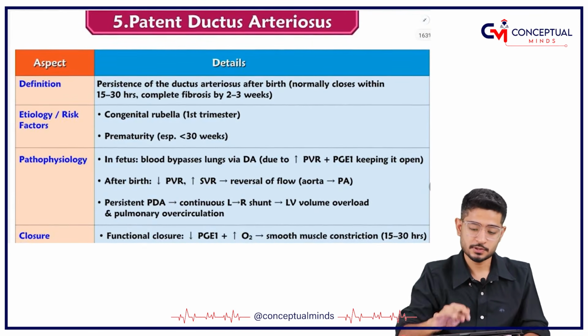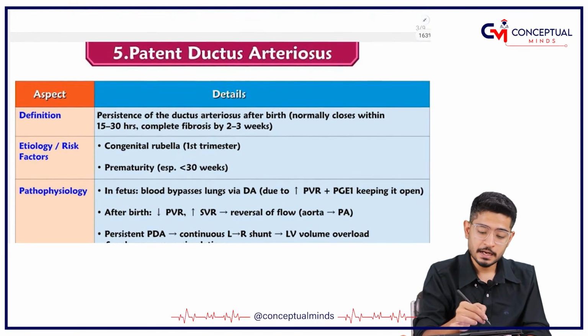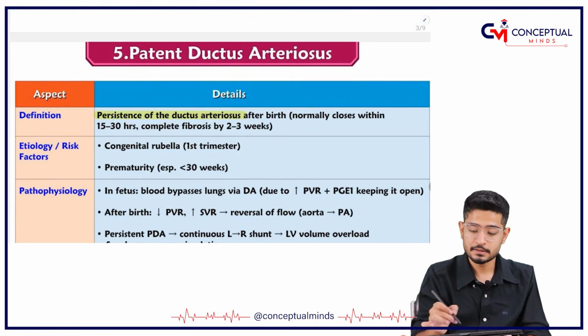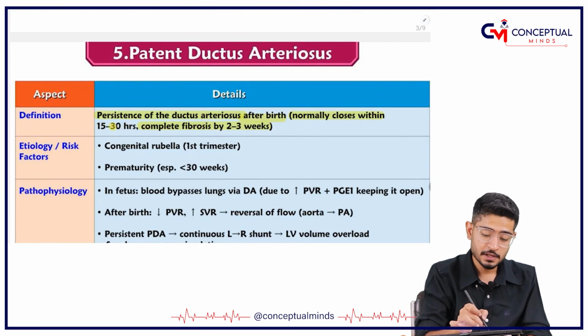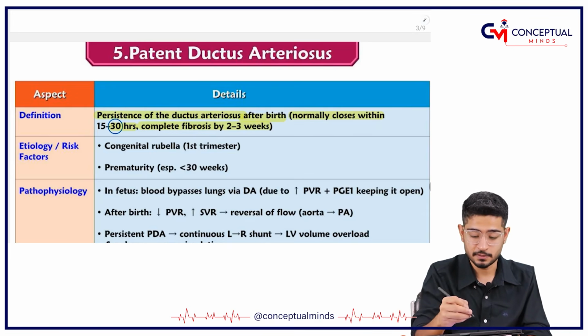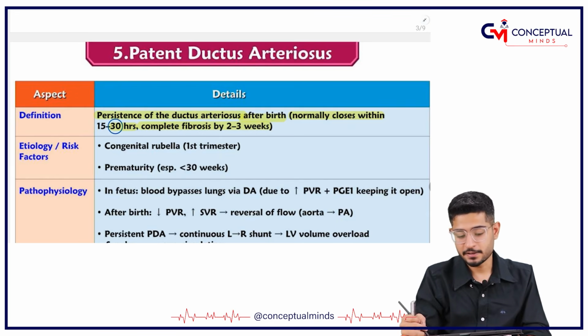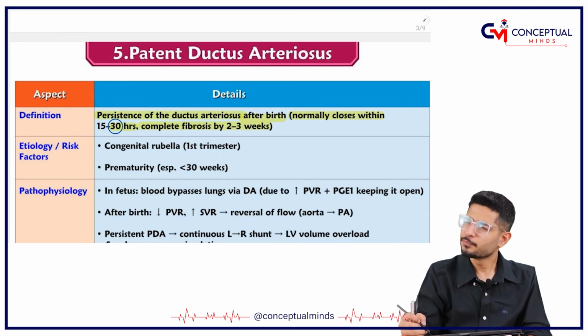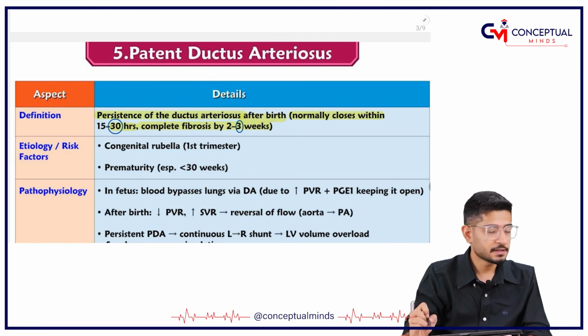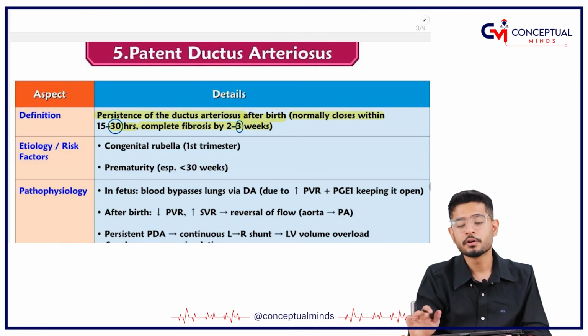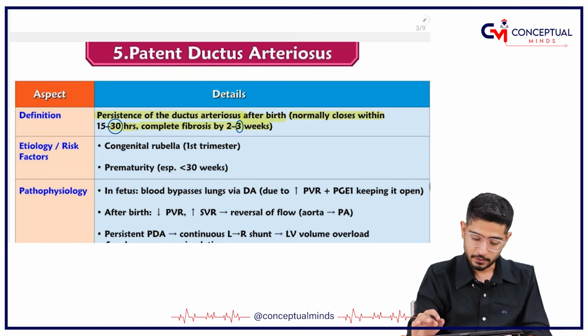So what is the definition of patent ductus arteriosus? It is a persistence of the ductus arteriosus after birth, which normally closes within 15 to 30 hours, and is completely fibrosed by 3 weeks. So 30 hours and 3 weeks you have to remember for patent ductus arteriosus. Normally it closes by 30 hours, and 3 weeks is the time required for its complete obliteration.